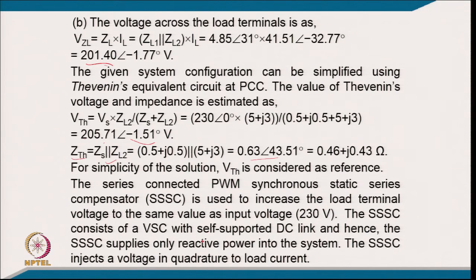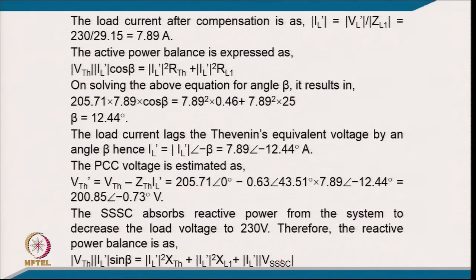So, the SSSC consists of a VSC with a self supporting DC link, and hence the SSSC supplies only reactive power into the system, and the SSSC injects the voltage in quadrature with the load current. So, coming to after compensation, the voltage is regulated to the source voltage of 230 volt, divided by the impedance of load, so the current comes 7.889 ampere.